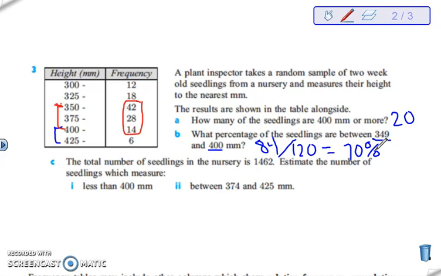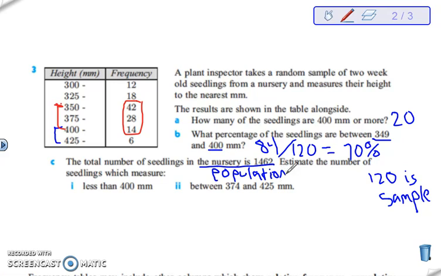Okay, so again, that was just what we measured, so that would be called our sample. The population is the total in the entire nursery. So if we're talking about samples versus population, this is what we mean.